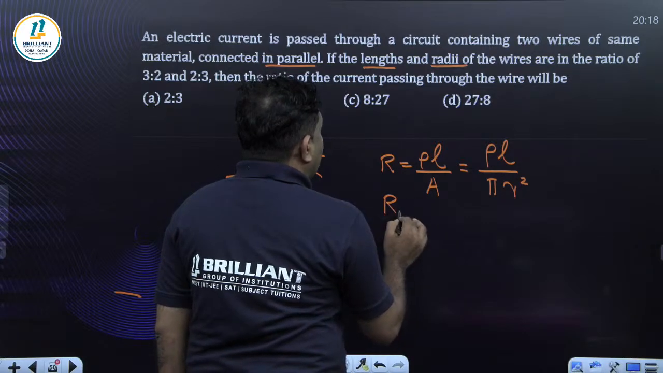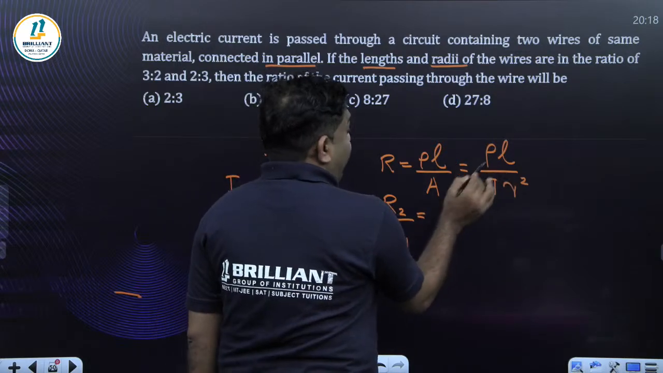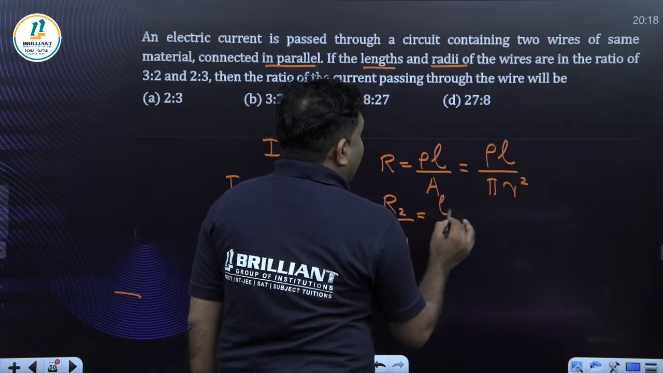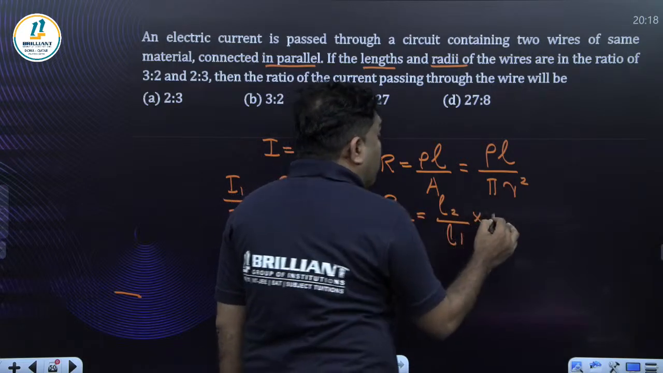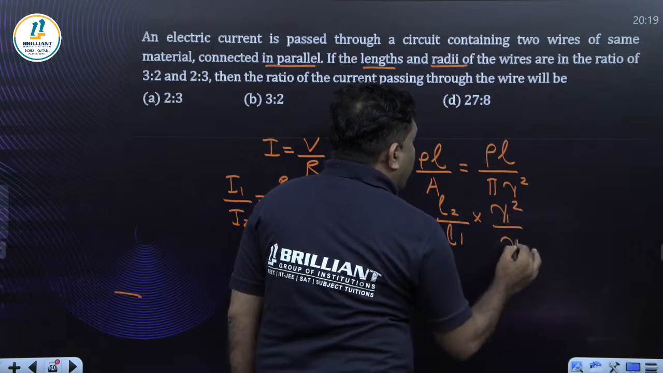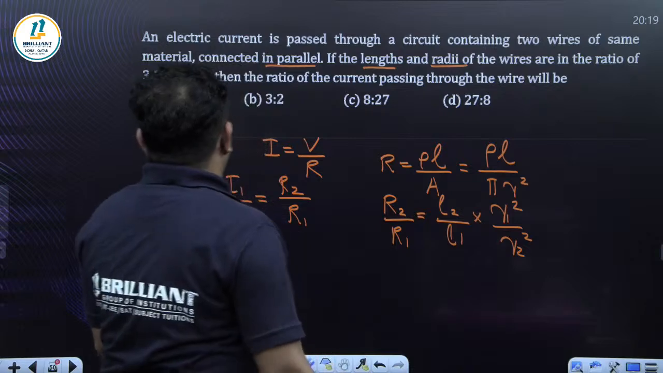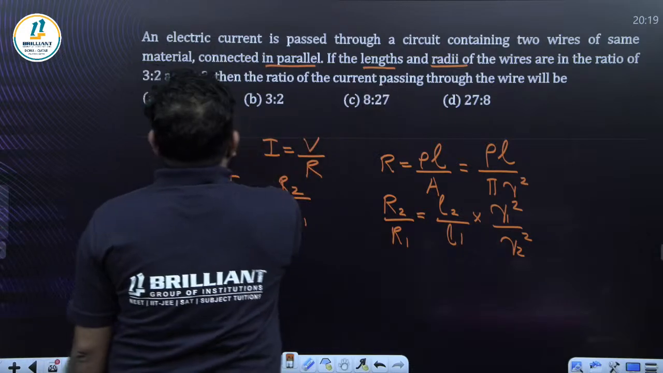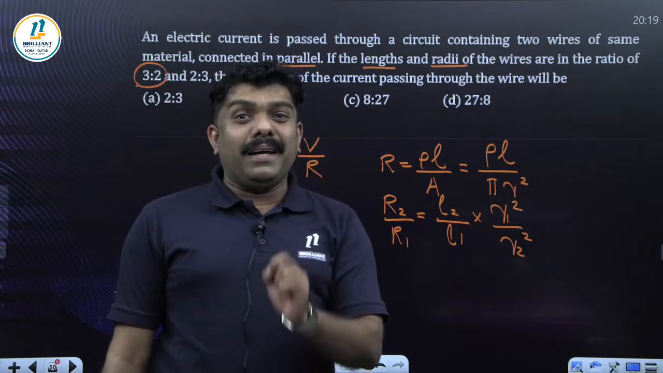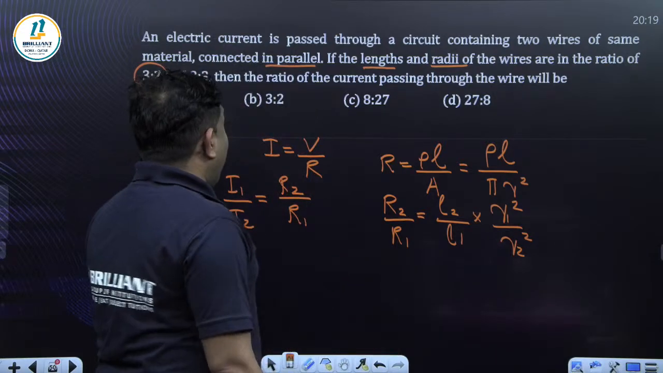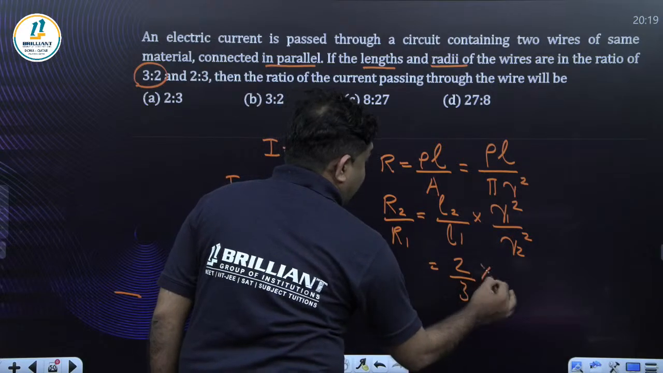So I want to find first the R2 by R1 ratio. Same material, and pi will not be coming. So I can write L2 by L1 into, as it is inversely proportional here, R1 square divided by R2 square. Now L2 by L1 I need. Take care, here the length ratio is given as 3:2. So that 3:2 means L1 by L2 ratio. So L2 by L1 means it is 2 by 3.